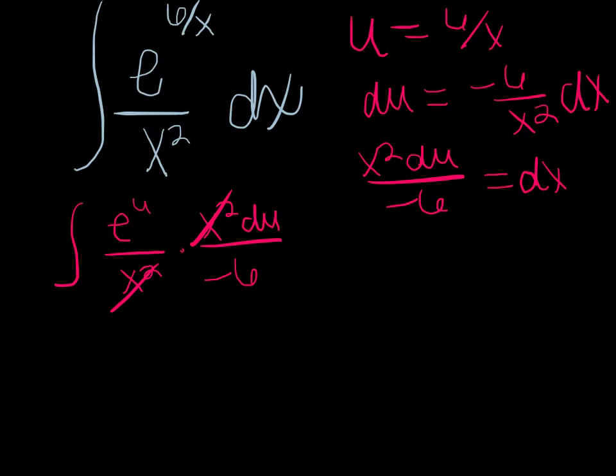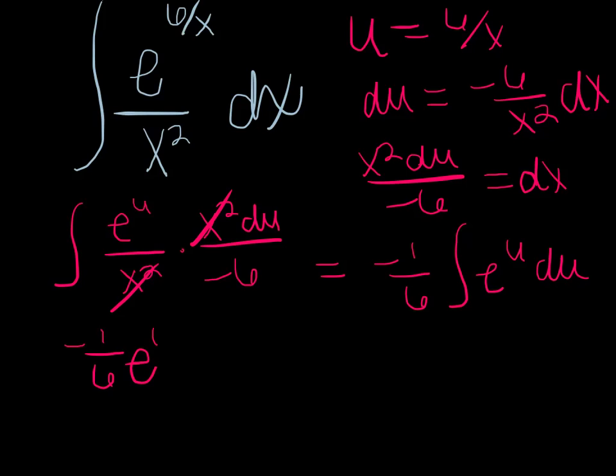And those cancel out. So we're going to pull that negative 1/6 out front times the integral of e to the u du. Now the integral of e to the u is just e to the u, so we're ending up with negative 1/6 e to the u plus c, sorry, negative 1/6. And that's going to be negative 1/6 e to the 6 over x plus c.